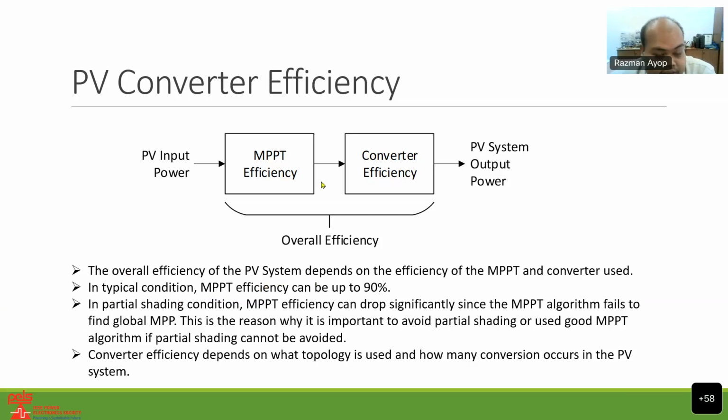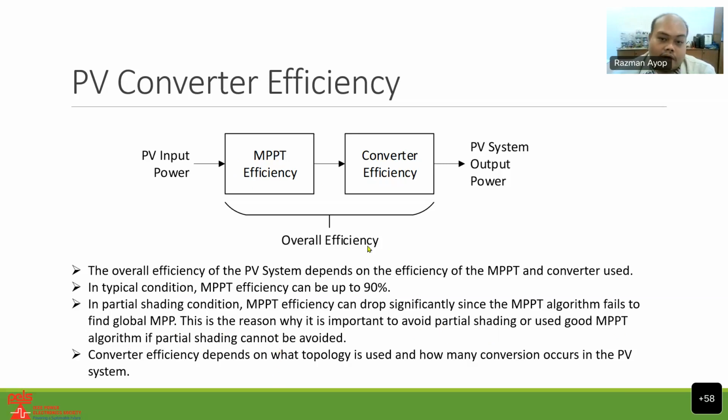Okay, MPPT efficiency is quite high, because it's already been improved many times. It's usually higher than 90% and can reach almost 99%. But make sure you know that in partial shading condition, MPPT efficiency can drop significantly depending on the algorithm, because some algorithms cannot find the global MPP, maximum power point. This is the reason why it is important to avoid partial shading condition, or use a good MPPT algorithm if partial shading cannot be avoided.